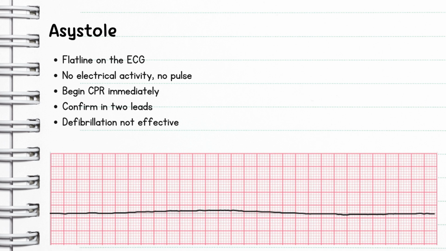So once you confirm it's asystole, you start CPR immediately. Okay. It's not shockable. Defibrillation will not help. Instead, you need to focus on high quality CPR and administer medications like epinephrine to try to stimulate some sort of electrical activity again. And hopefully you do that.